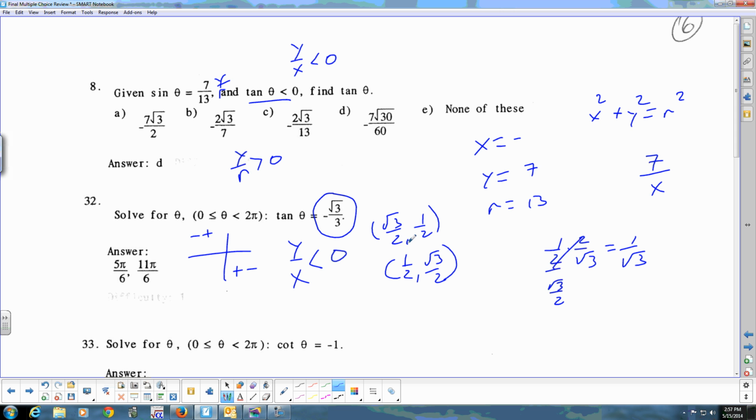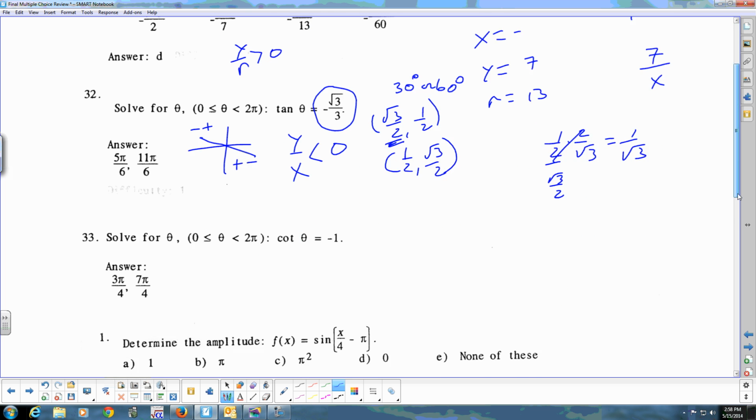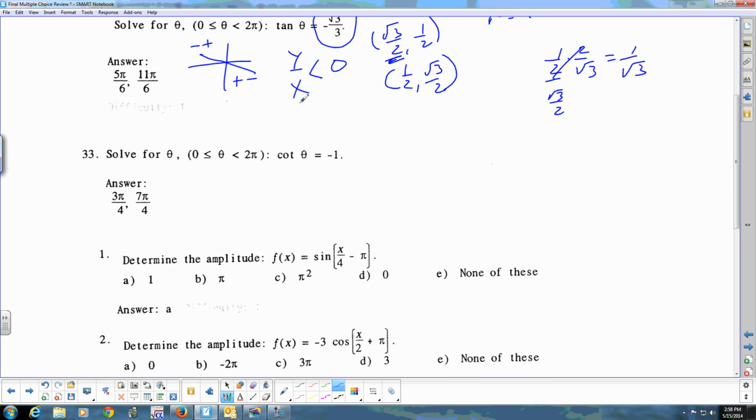Now, I did this one first. Is this a 30 or a 60? That's a 30, because the bigger value is the x value. So it's the 30-degree angle in this quadrant and the 30-degree angle in that quadrant. So 5 pi over 6 and 11 pi over 6. It's just a unit circle question. If you know the unit circle well, that's easy. If you still don't know the unit circle, there's nothing I can do for you guys. You gotta memorize the unit circle.